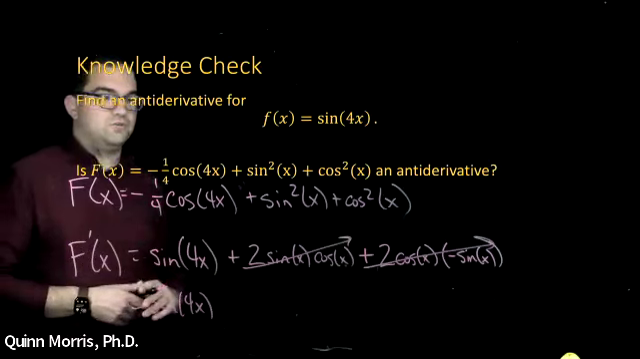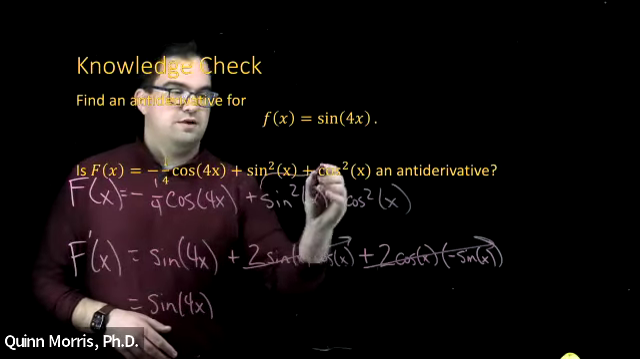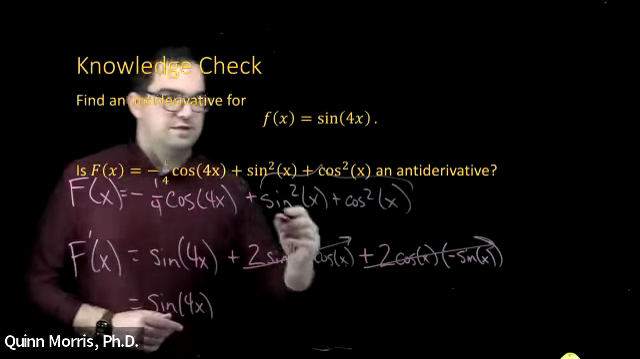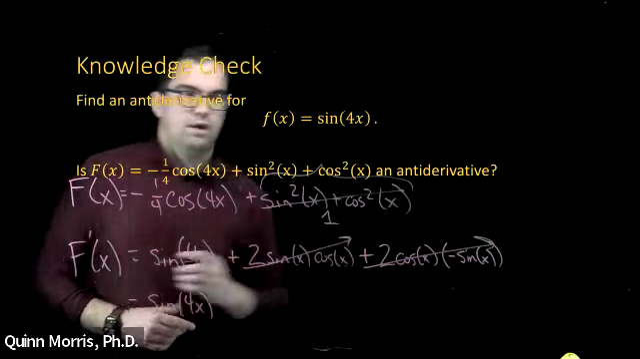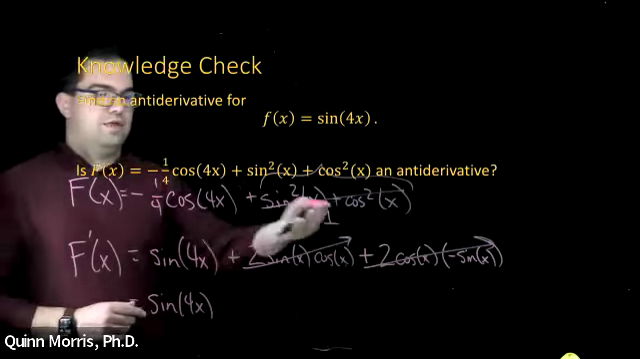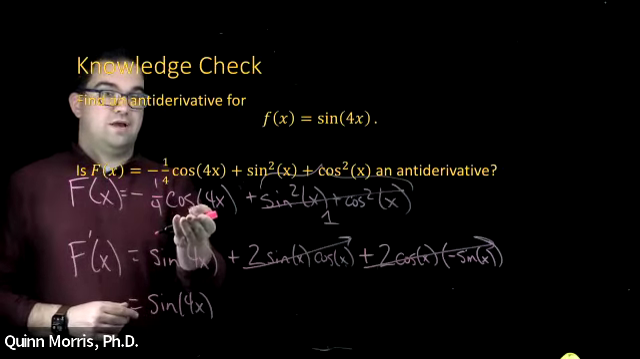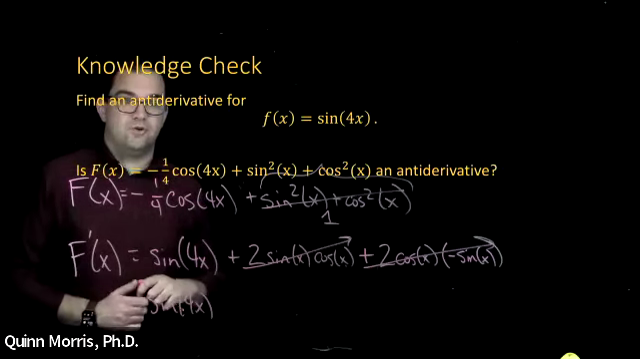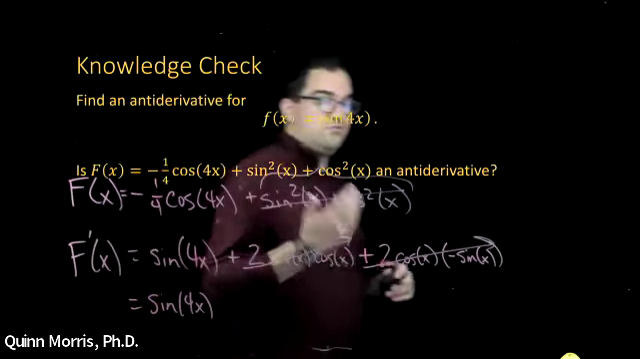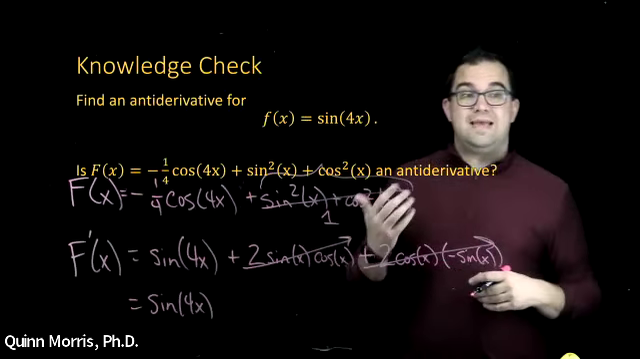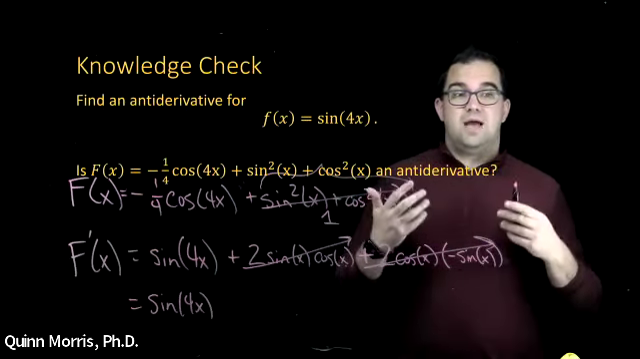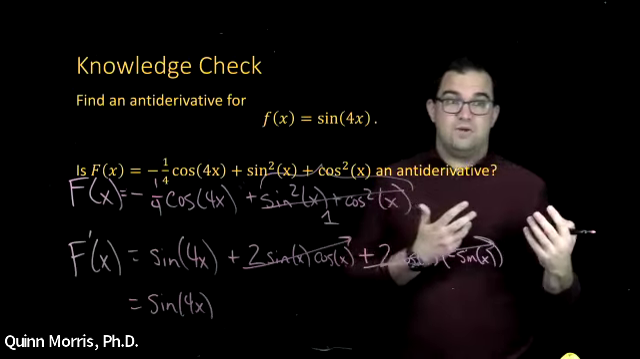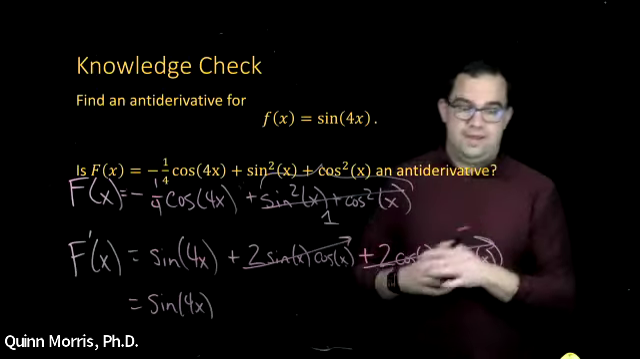Now, another way to see this would be to observe that there's a trig identity that tells us that sine squared of x plus cosine squared of x is, in fact, just 1. And so really what we have here is our original antiderivative we found plus a constant, which will still be an antiderivative. Now, again, with trig functions in particular, we need to be very careful of this fact. Sometimes trig identities can trick us into thinking that something is or is not an antiderivative when in fact it's the other way.